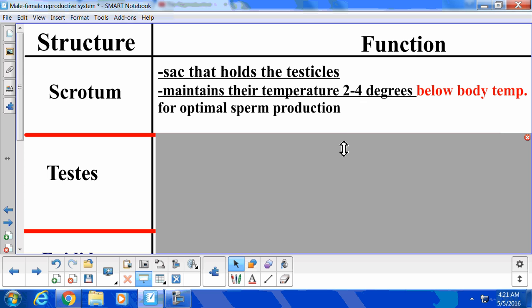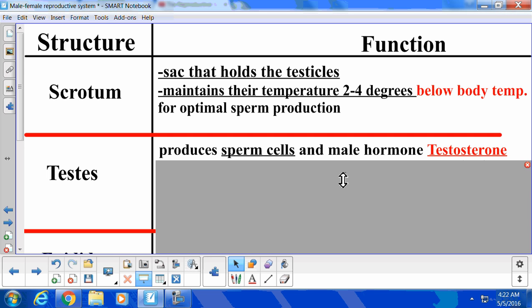Okay, the next structure is the testes, and obviously from our discussion of meiosis, the testes produce sperm cells by meiosis, but they also produce an important hormone. Do you know that hormone? We learned about it when we did the endocrine system, and if you said testosterone, you are correct. So this one is a little bit of a review. The testes produce sperm cells and the male hormone testosterone.